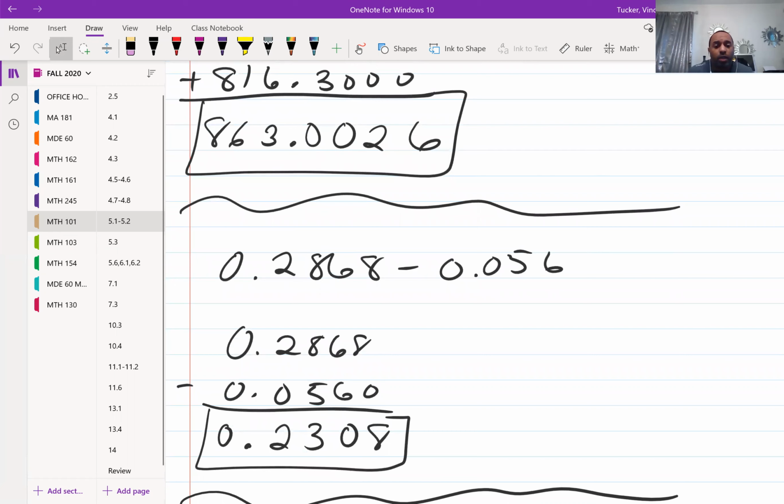Okay, same thing goes with subtracting. You line up your decimal, line up your place values. We have 0.2868 minus 0.056. And since there are 4 decimal places here, 3 here, we added a 0 as a placeholder. And then you'll do 8 minus 0, which is 8. 6 minus 6 is 0. 8 minus 5 is 3. And then 2 minus 0 is 2. Once again, just like with addition, you go from right to left. In this case, we're subtracting from right to left.